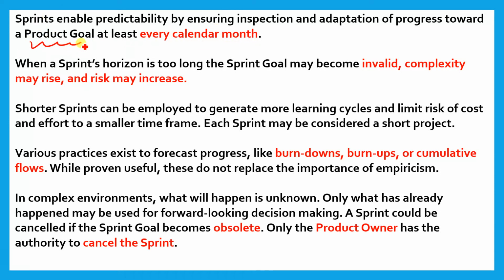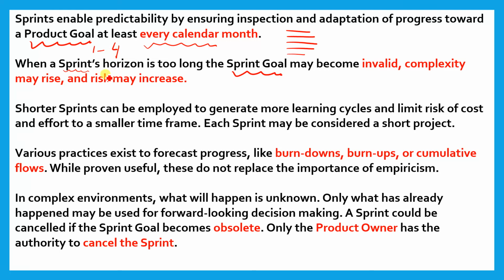See, this is the product goal. Product means all the items which are written in the product backlog we have to complete. So for the product goal, the Scrum team has to check whether we are proceeding towards the product goal or not, at least every calendar month, once a month. But the sprint goal, they have to check daily. Right, when the sprint horizon is too long, the sprint goal may become invalid, complexity may arise, and risk may increase. As I told you, a sprint horizon is 1 to 4 weeks.